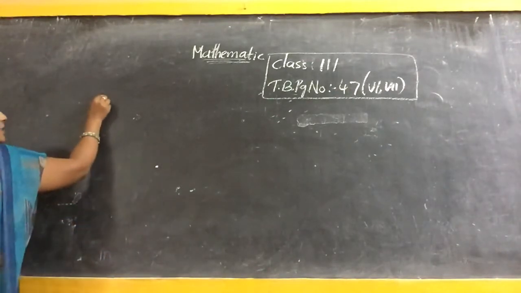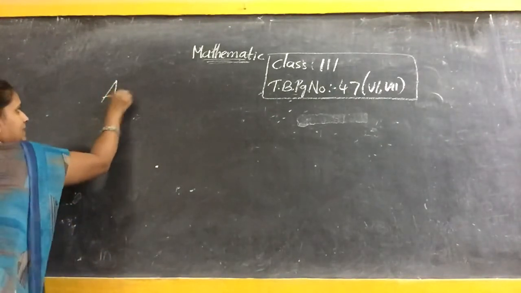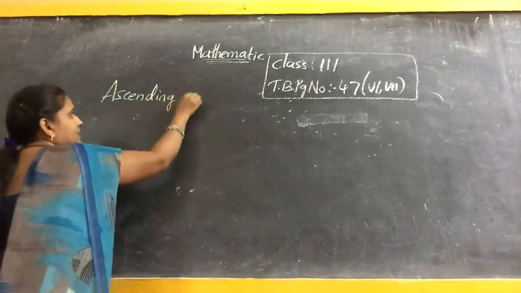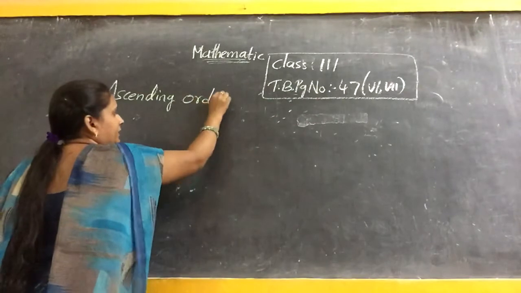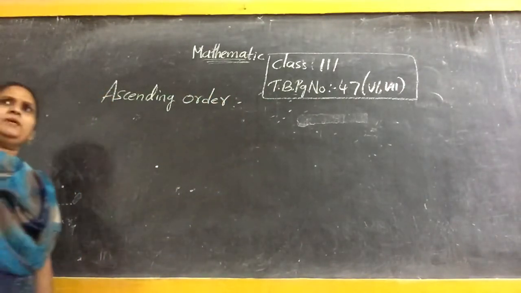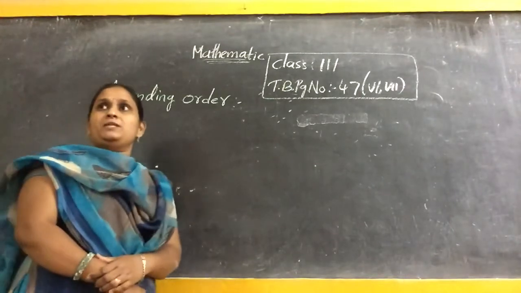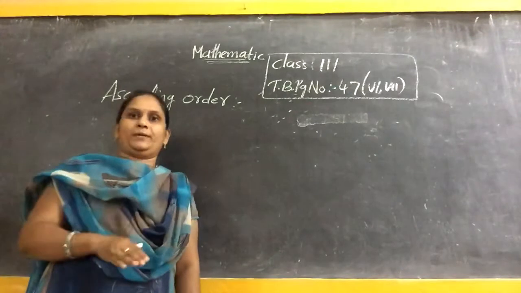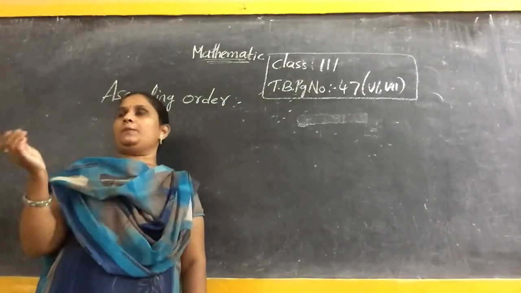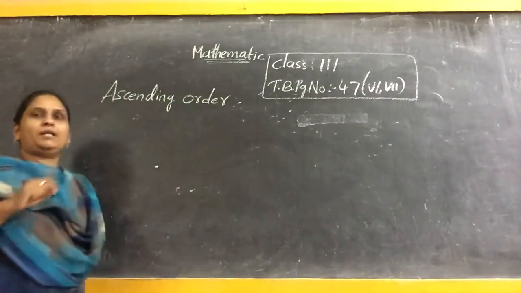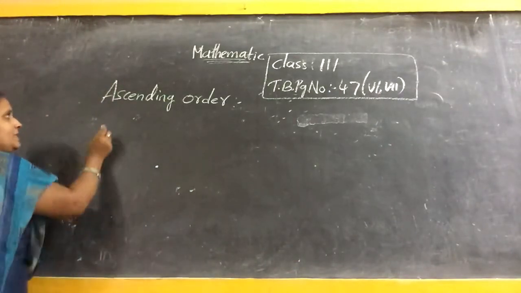Okay, first let me explain about ascending order. Ascending order. So many of you will get it. Ascending order means how to write from 1 to 10 or 10 to 1. It means big number to small number or small number to big number. Okay, so today I will tell you one small technique. Listen carefully everyone.